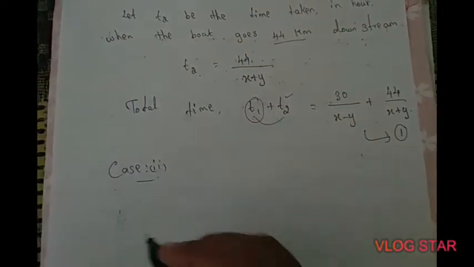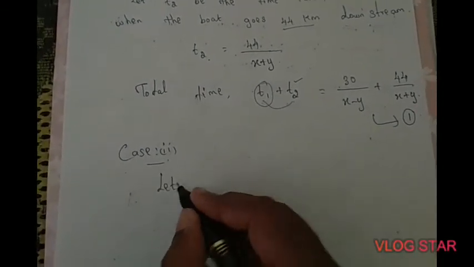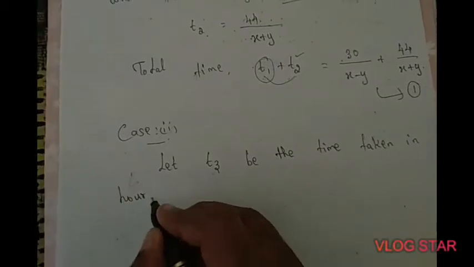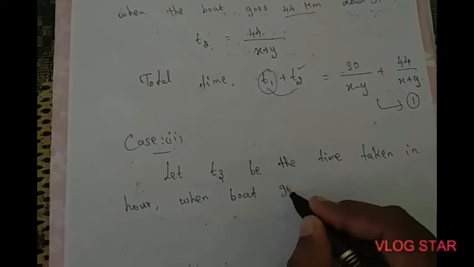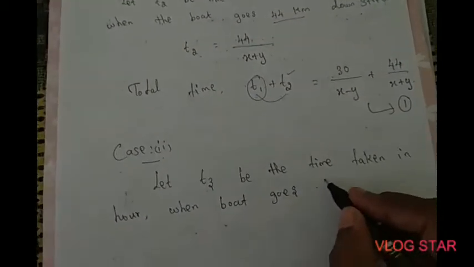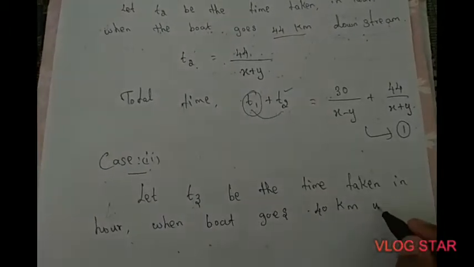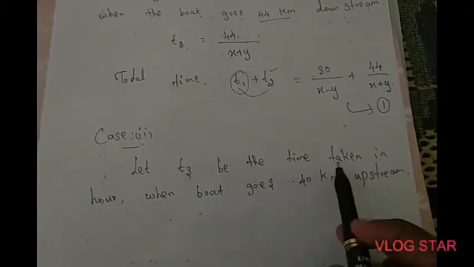The same procedure only we can use. Then first let T3, third time. Okay. T3 be the time taken in hours when boat goes 40 kilometer upstream. Okay. Second case. Then let T3 be the time taken in hour when boat goes 40 kilometer upstream.